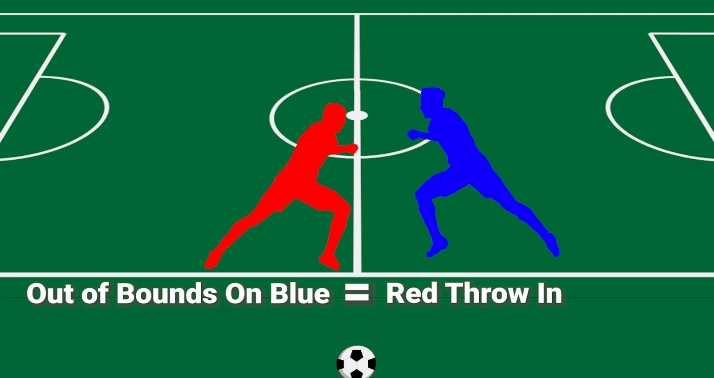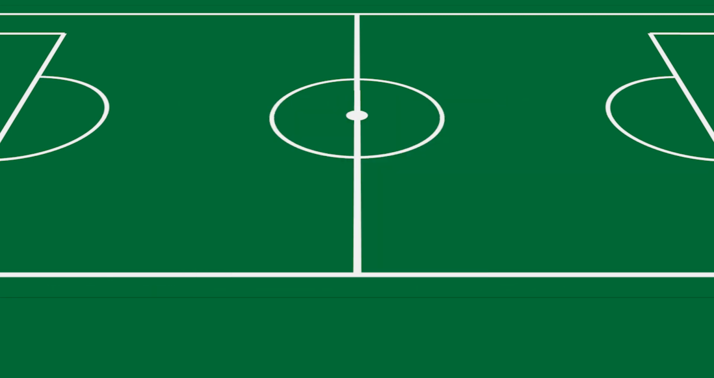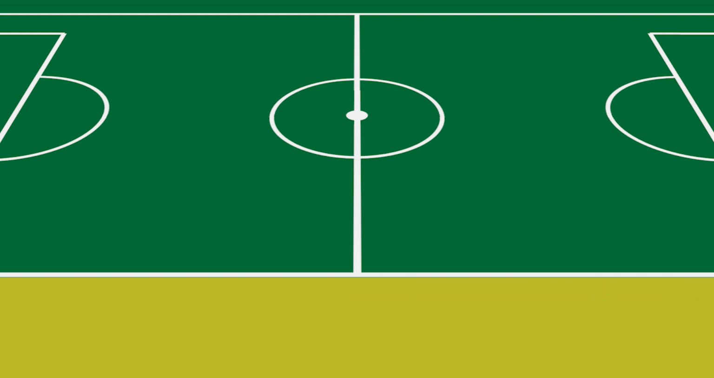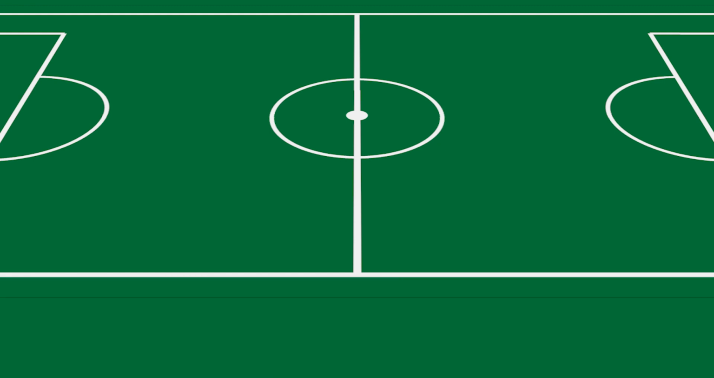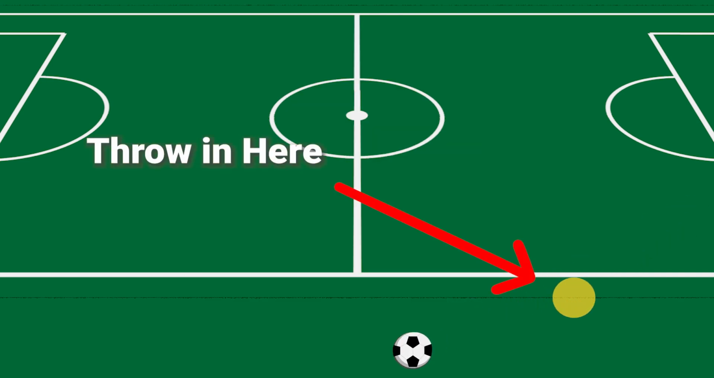When doing a throw-in, you have to have both feet planted behind the line in the out-of-bounds zone, and then you have to throw it with 2 hands on the ball overhead. The throw-in has to happen on the spot that the ball went out of bounds.